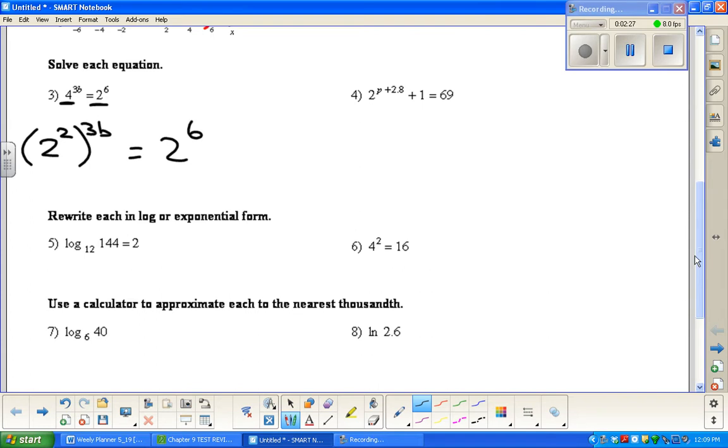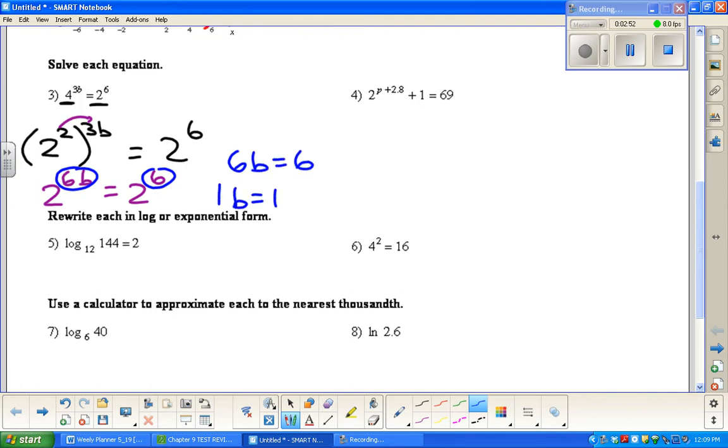Okay, so it's 2 to the second power, and then that's still to the third power, equals 2 to the sixth power. And then we have our little rule here of a power to a power. This is really 2 to the 6b power, equals 2 to the 6. Okay, so now both sides are written with the same base of 2, and I can set my exponents equal. 6b has to equal 6. And when you divide both sides by 6, you can solve the equation and get b equals 1.